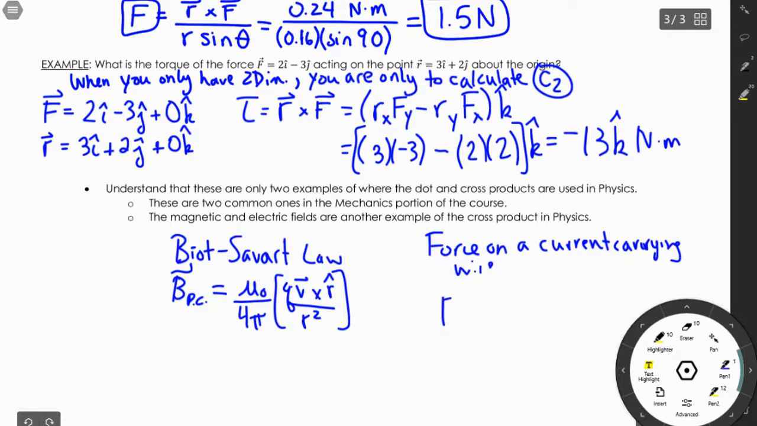The force on the wire is equal to the current times the length vector cross the magnetic field. So those are just two other examples of cross products. And again, there are more dot products. Sometimes you'll take the integral of the dot product. Sometimes you'll take the integral of a cross product.